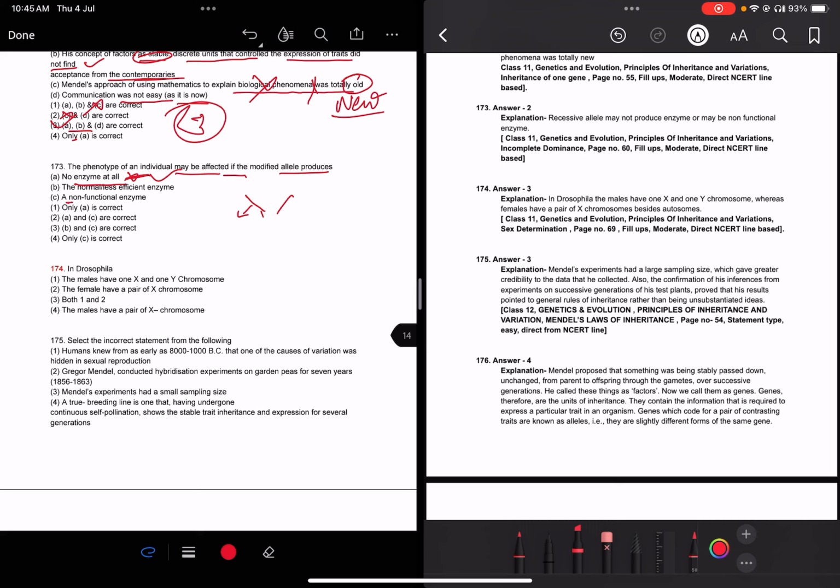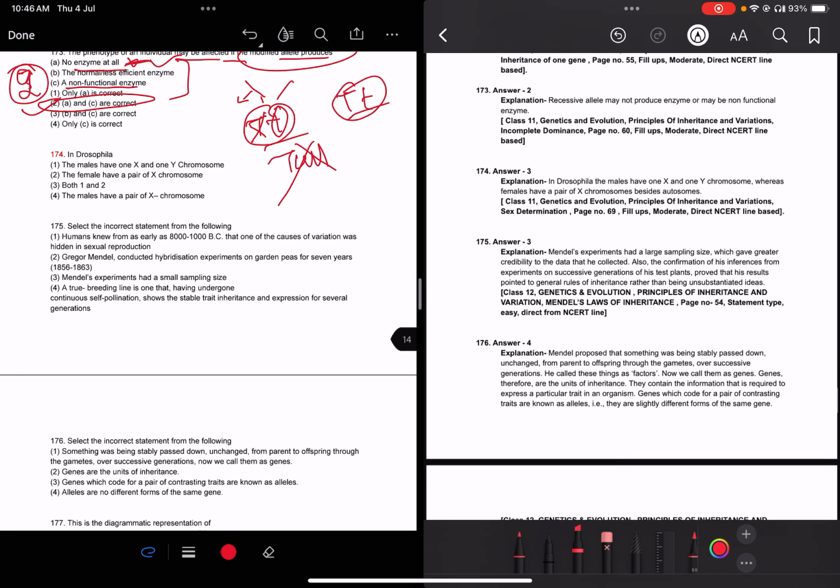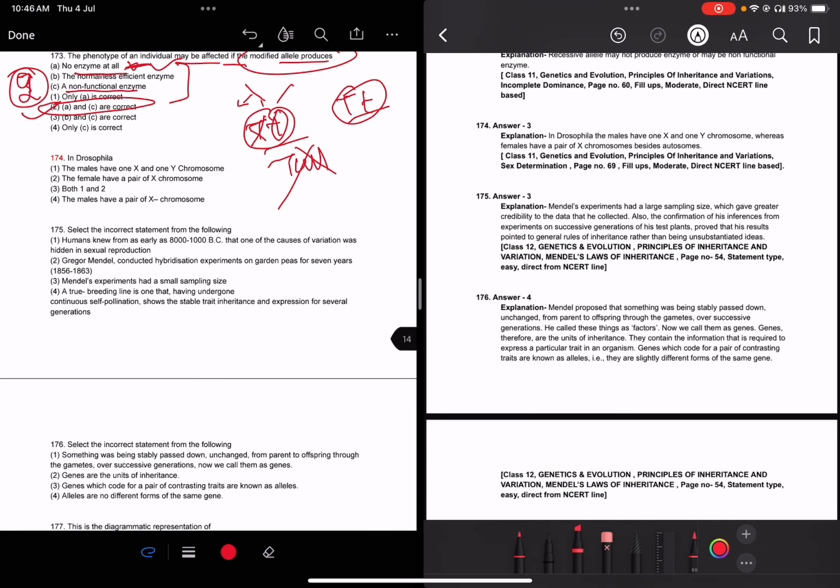If there is a non-functional enzyme, the condition appears only when the modified allele produces the product, so only TT. If these characters are shown but the enzyme is not produced, or a non-functional enzyme, this will not be functioning, and this dwarf trait will change. So the answer is A and C are correct, if there is no enzyme or a non-functional enzyme only. So the answer is 2. Now move on to question 174.